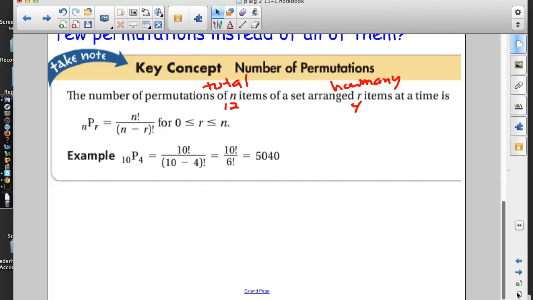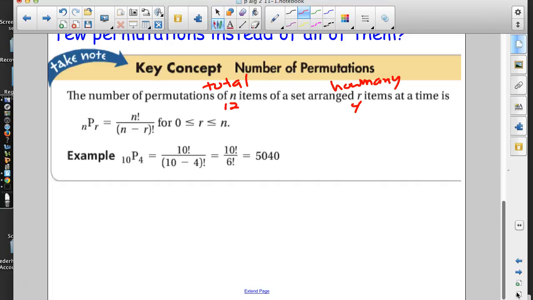It's written this way: a lowercase n as a subscript, then an uppercase P, and then a lowercase r. That means a permutation of n objects chosen r at a time, so nPr. That gives us a little formula, and that formula is n factorial over the quantity n minus r factorial. Seems a little weird, but let's see why this works.